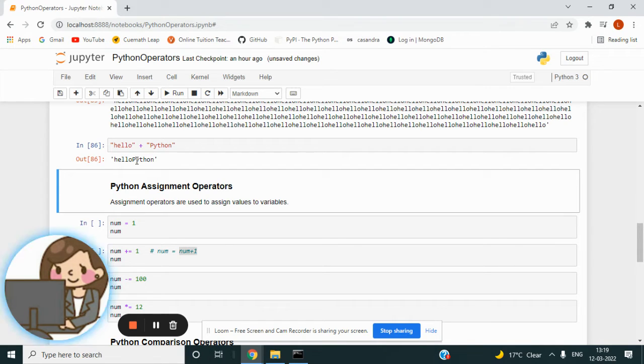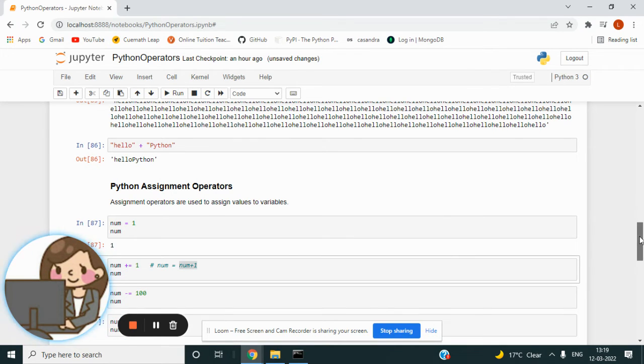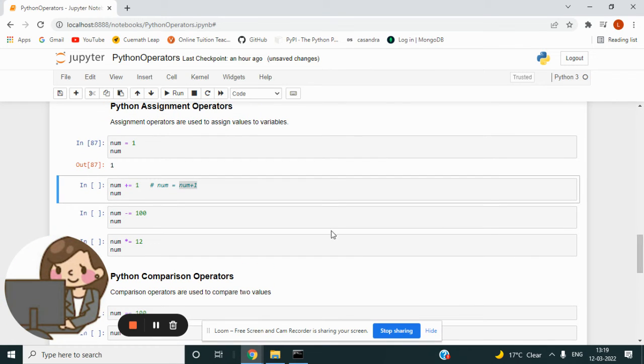That's it. Now coming to the assignment operator, which we have seen earlier. It is used to assign values to variables. So here we are assigning num as 1, and num now has the value 1. Now, what is happening here? num plus equal to 1. This plus equal to is a shorthand representation for num equal to num plus 1. So num will be incremented by 1 and then assigned to num itself. That is why it is written in a shorthand manner.